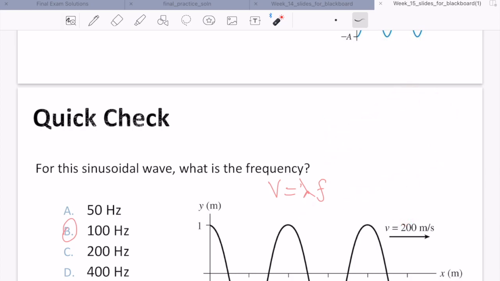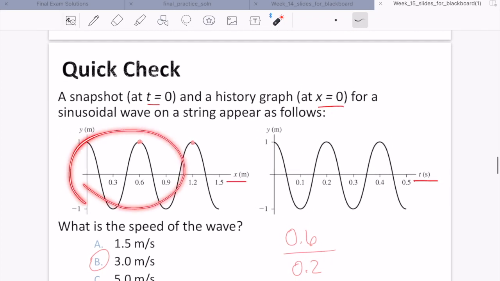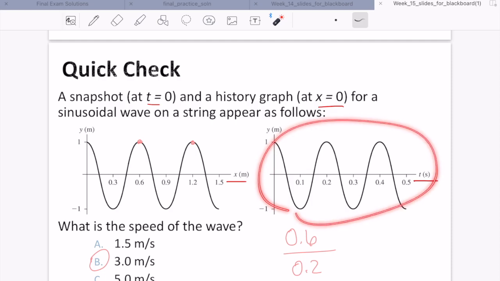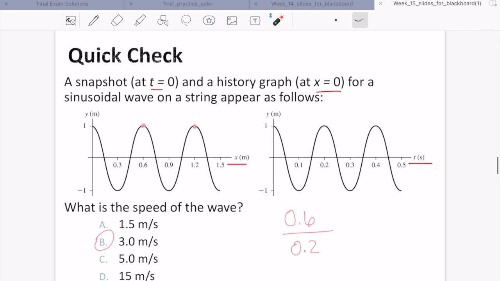But then this is the example I was talking about earlier. If you have a snapshot and a history graph side by side, then you could pick out information from each one and come up with something. If they give you the snapshot here and the history graph there, they'll ask you what the speed of the wave is. So remember, speed is equal to your wavelength times your frequency.